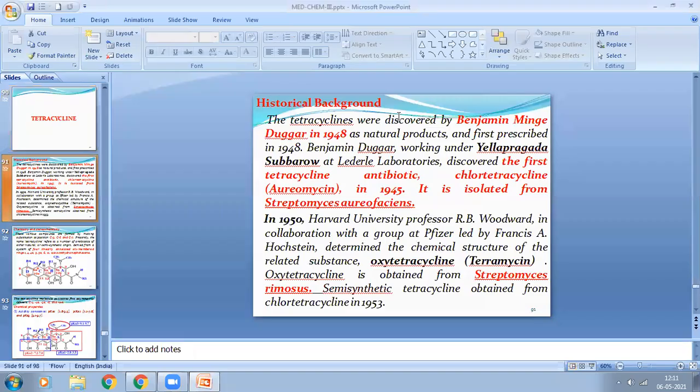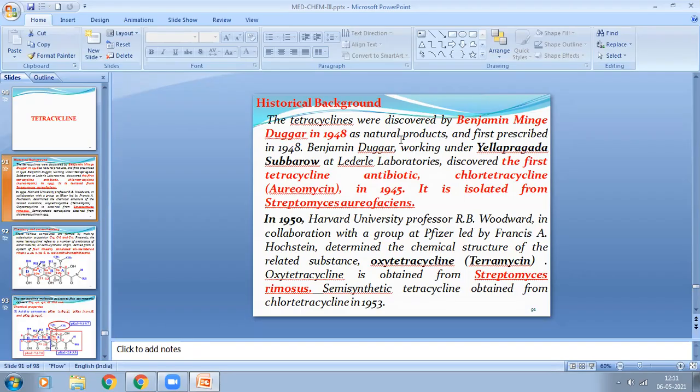Actually, it is a large family of broad spectrum antibiotics, which were discovered by Benjamin Duggar in 1948 as natural products. It was first prescribed in 1948.